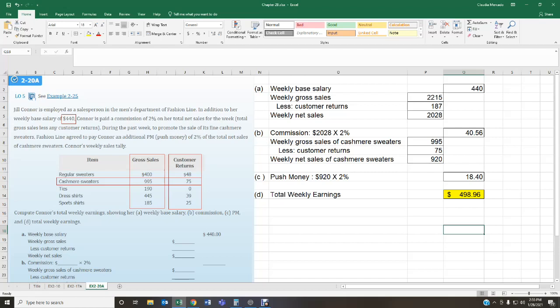And then once again, to get your total weekly earnings, you just add your weekly base salary plus your commission for your regular sales plus the push money on the promotion for the cashmere sweaters, and that will give you your total. So that is how we break down or calculate your pay whenever we have commission involved. So that is basically it for this last problem.